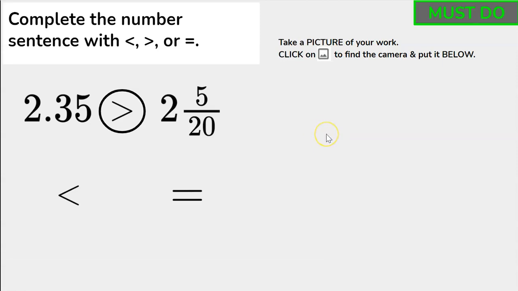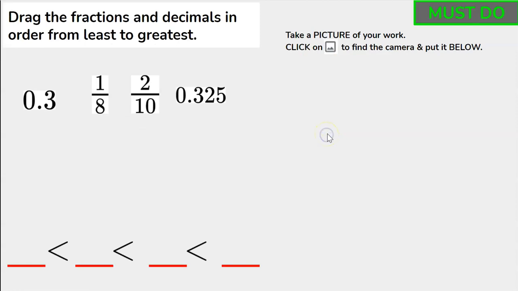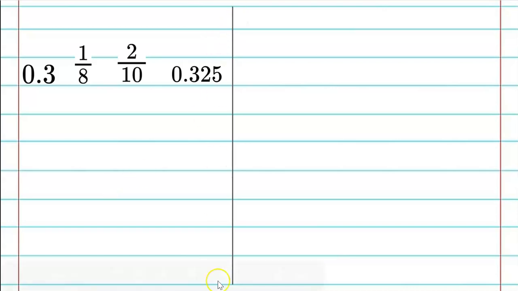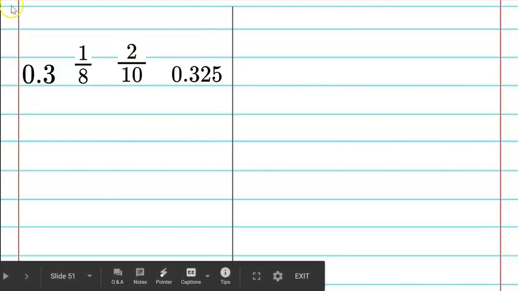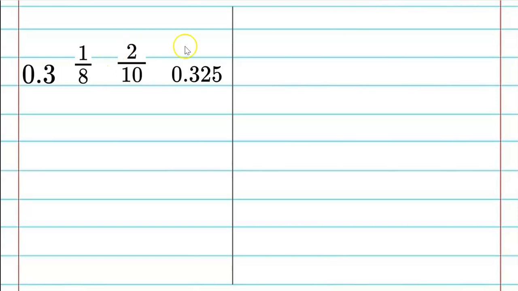So go ahead and draw your horizontal line in your notebook because we're going to look at how to do a problem like this. We are going to drag these fractions and decimals in order from least to greatest. So again, we're using what we know about equivalent fractions and decimals to do this. So in your notebook, you have your problem and work line. You should have also made a horizontal line here because you're showing that we're doing a new problem now.